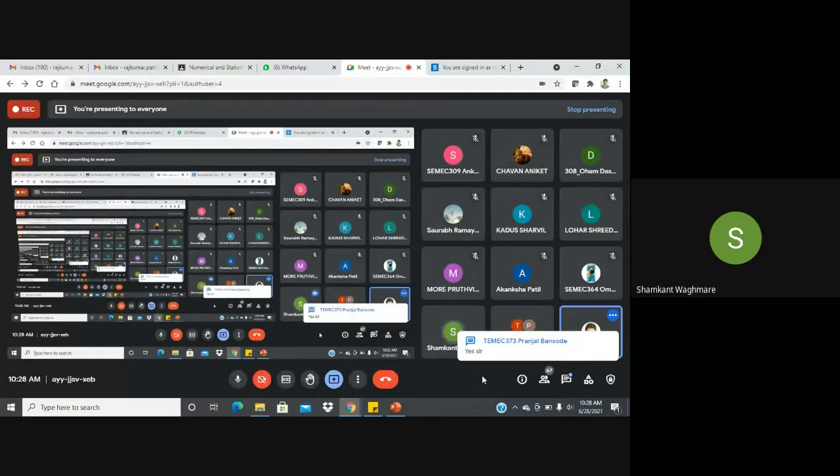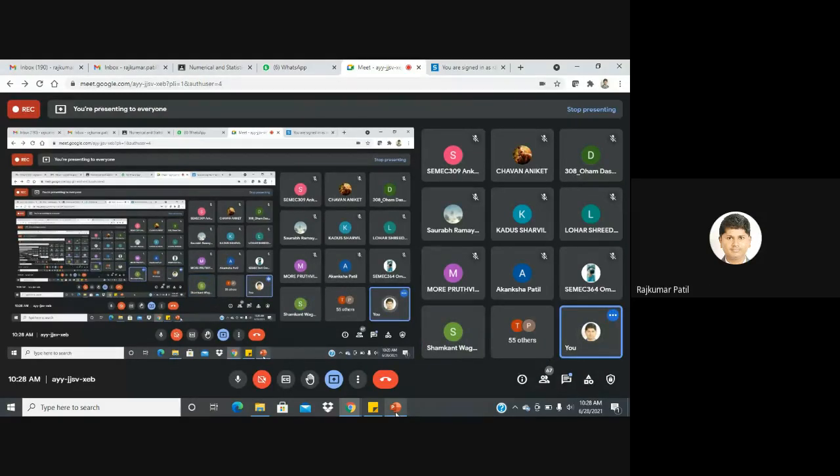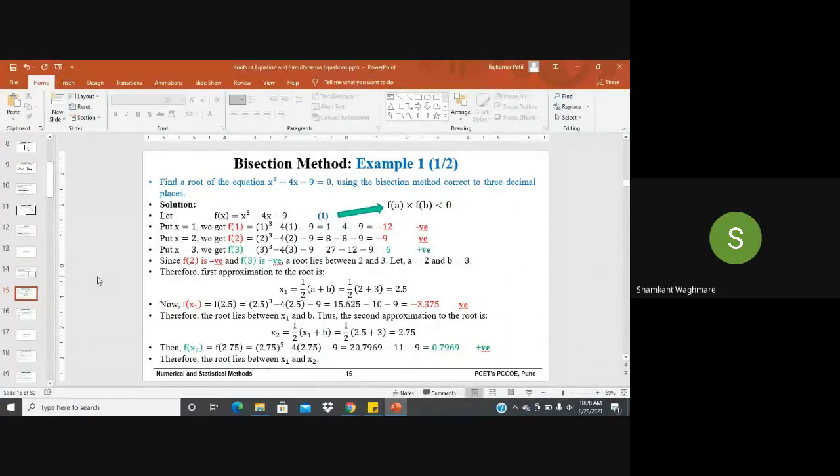Yes, sir. I have a doubt. Yes, please. Sir, since it is a cubic equation, how do we find the other two roots? Yeah. So the thing is that here we find only one root. So in the examination, you will be asked to find only one root. You need not find any other root.